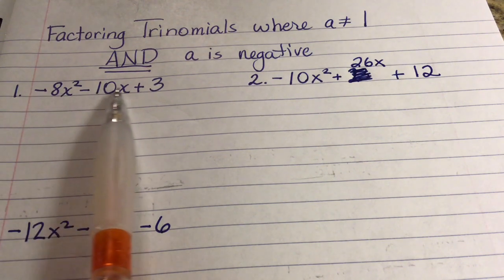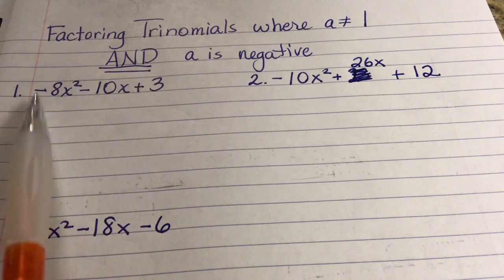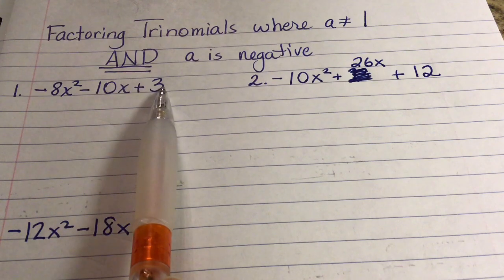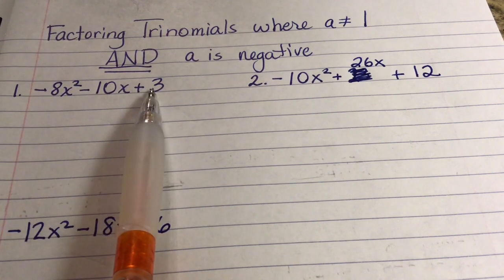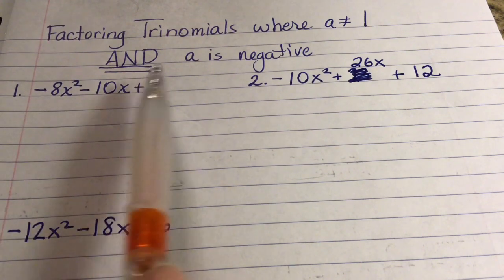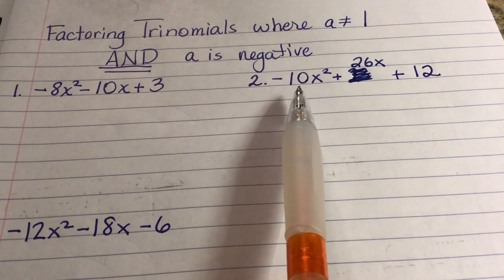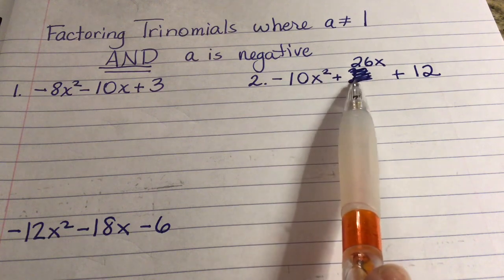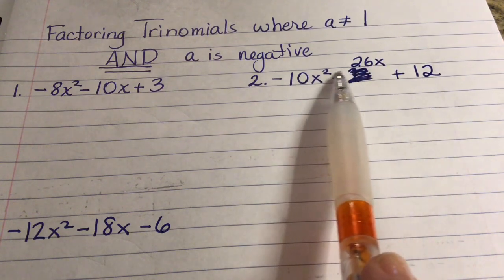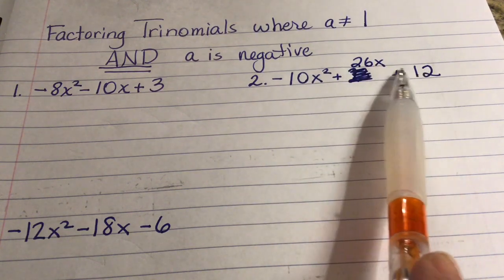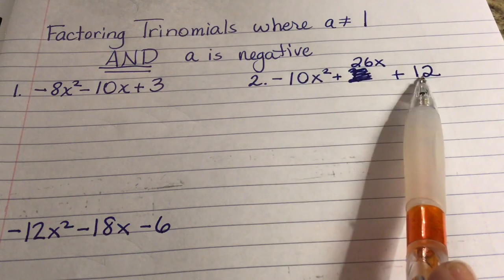If you look at number 1, 8, negative 8, negative 10, and 3 do not have a common factor. So there's no common factor here. Look at number 2, though, and I apologize for the messiness. Number 2, I have negative 10x squared, 26x, and 12. We do have a common factor here of 2.